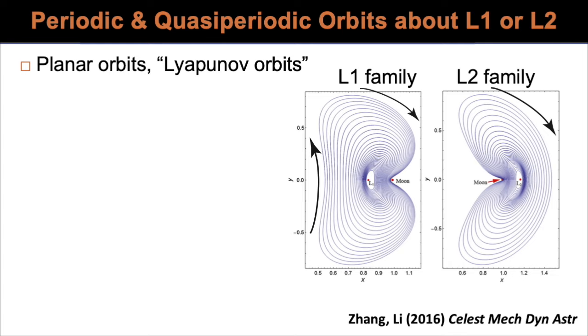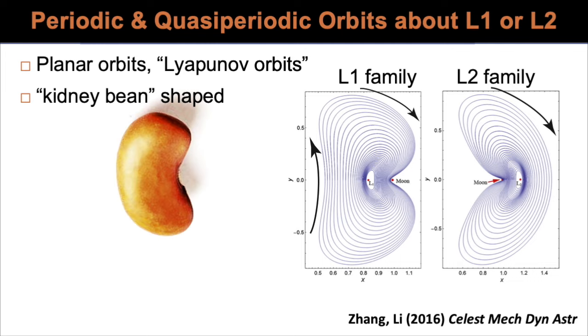This is a family of planar orbits. They're called the Lyapunov orbits. And they look like kidney beans. So I'm gonna call them kidney beans. So this is showing you've got very small orbits around L1, and then these large ones that you see, they sort of bend around the moon and go back out. And then it looks a little bit like a mirror image for the L2 family.